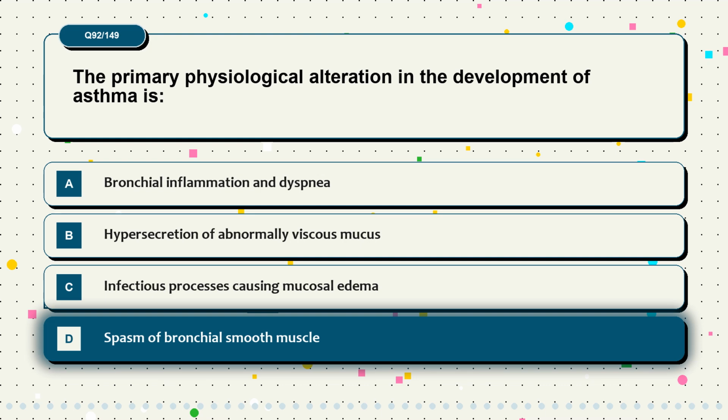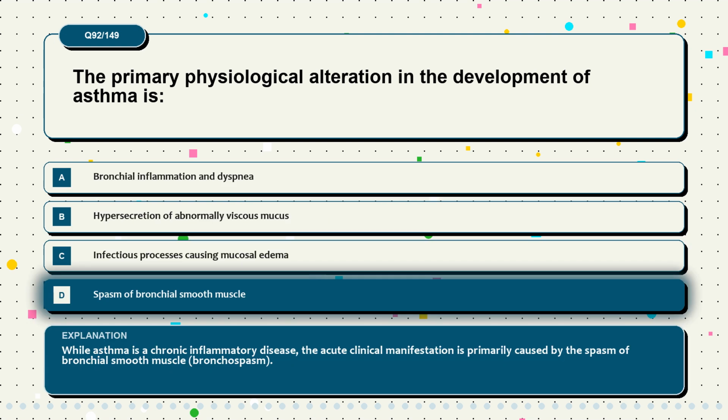The correct answer is option D. Spasm of bronchial smooth muscle. While asthma is a chronic inflammatory disease, the acute clinical manifestation is primarily caused by the spasm of bronchial smooth muscle, bronchospasm.